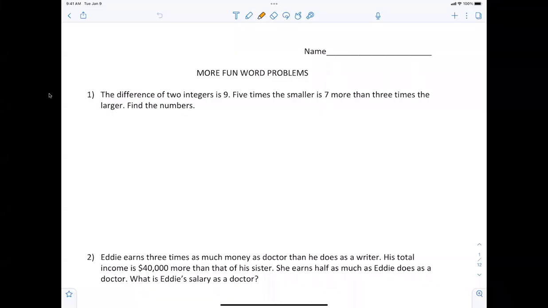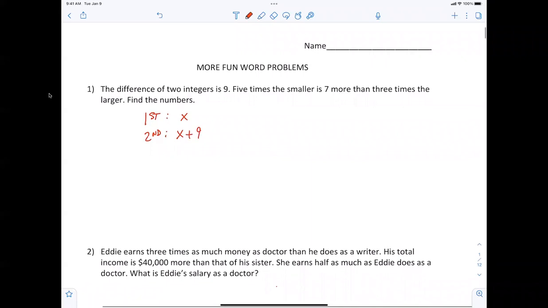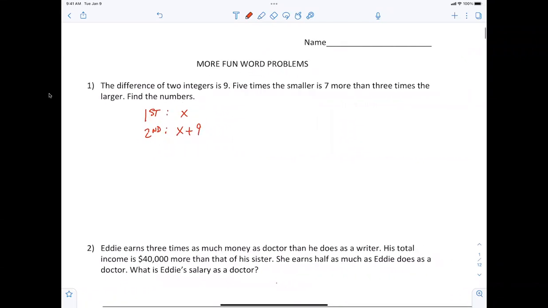All right, so the difference of two numbers. As soon as I hear "the difference of two numbers," I want to put down the first number, and then I want to put down the second number. Do I have any idea what the first number is? X. Now if the difference of two numbers is 9, the other number could be what? X plus 9.